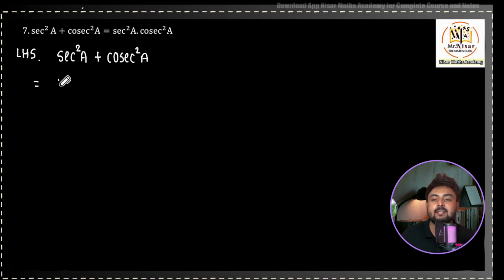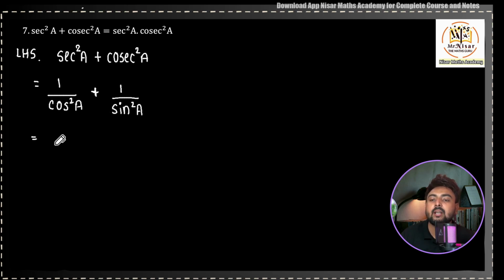So can I say that sec is reciprocal of cos? So sec square a is 1 by cos square a, and cosec is reciprocal of sine. So can I say that cosec square a is equal to 1 by sine square a? Here the denominators are not same. So when the denominators are not same, what do we do? We do cross multiplication. Okay, addition of unlike fractions we do by cross multiplication. 1 into sine square a, it will be sine square a, plus cos square a into 1, it will be cos square a, upon multiply denominator to denominator.